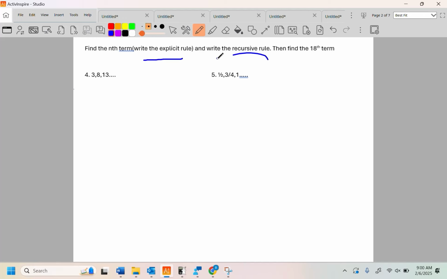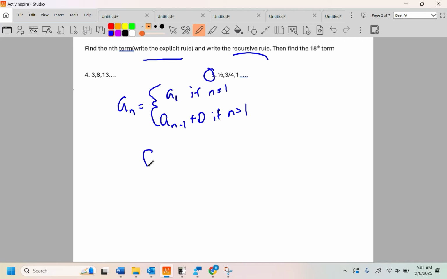Number 5. Write the explicit and recursive rule. Your recursive rules are always going to be in the form of the first term if n is 1, and the previous term, called a sub n minus 1, plus the difference if n is bigger than 1. So the recursive rule for this one would be the first term of a half if n is 1. And the next term would be a sub n minus 1 plus the difference.